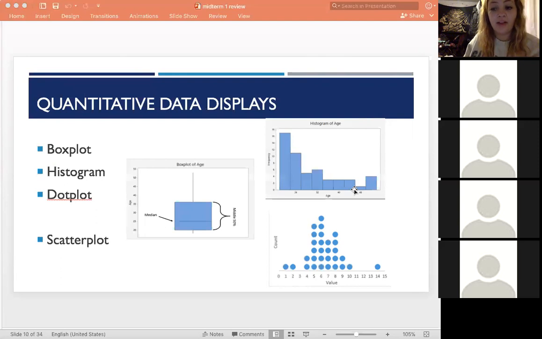Okay, and then we have dot plots, which is a similar idea. You have your quantitative variable on the x-axis, and then the frequency is shown as each individual observation is represented by a dot. This is better for smaller data sets, just because each one is represented by a dot. You wouldn't want to use this for larger ones, obviously, because you don't want to put a million dots in the air.